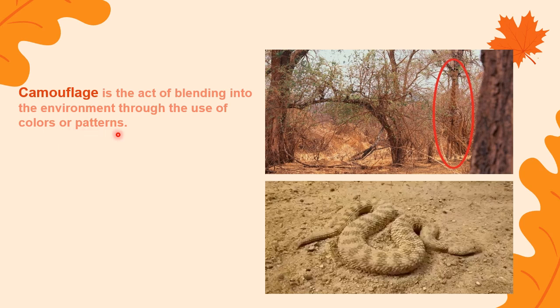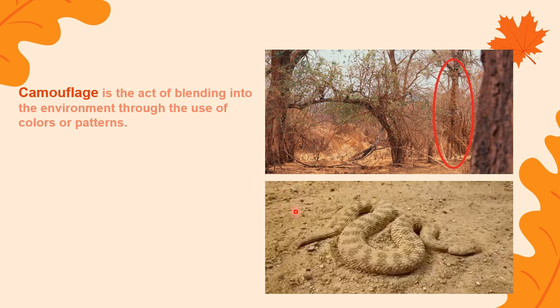Has anyone heard the word camouflage before? So I can say that camouflage is the act of blending into the environment through the use of colors or patterns. If we look at the first picture, here we have a lot of tall trees, and if we look again, we can see that there is a giraffe. The giraffe can hide in these trees because of camouflage, because the patterns or the color of the giraffe look like the trees. This is called camouflage.